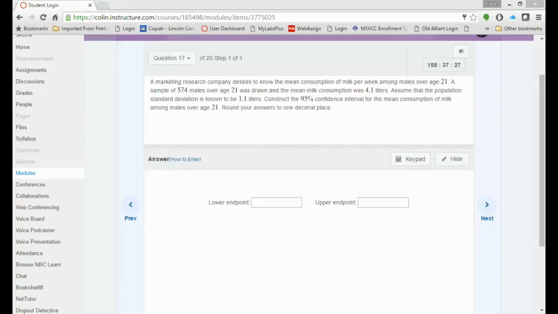A marketing research company desires to know the mean consumption of milk per week among males over age 21. A sample of 574 males over age 21 was drawn with a mean milk consumption of 4.1 liters. Assume that the population standard deviation is known to be 1.1 liters. Construct a 95% confidence interval for the mean consumption of milk among males over age 21. Round your answer to 1 decimal place.